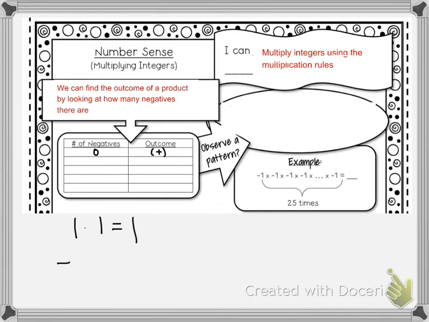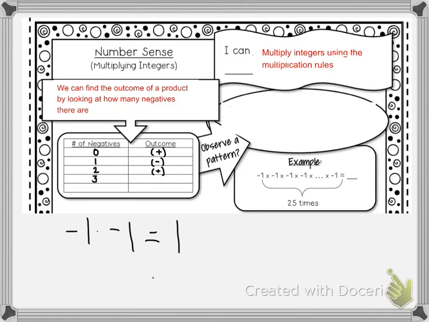So now let's look at negative 1 times 1. That equals negative 1. So whenever we have 1 negative, our outcome is negative. So now let's try 2 negatives. Negative 1 times negative 1. That equals positive 1. So if we have 2 negatives, our outcome is going to be positive. So take a second and let's look for a pattern between how many negatives we have and the outcome of our problem.